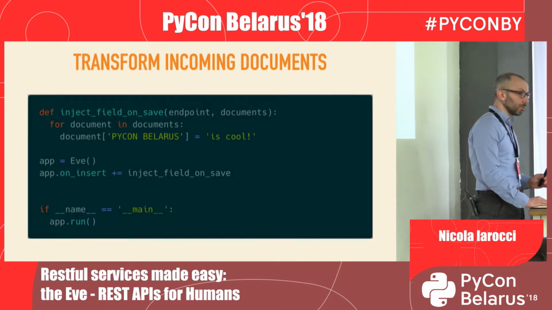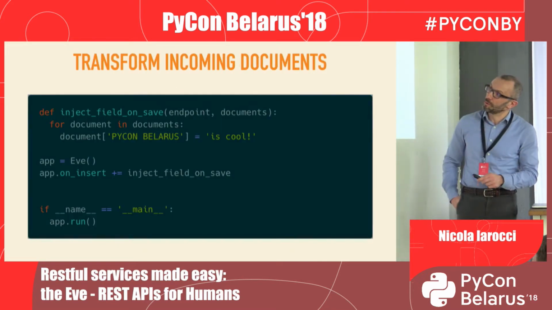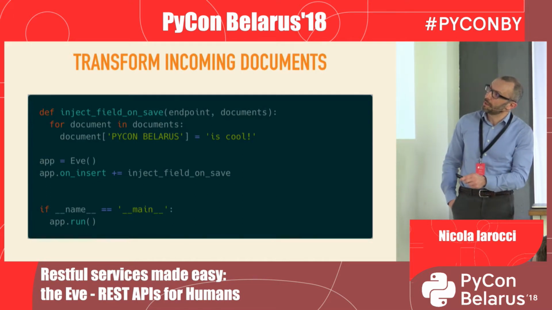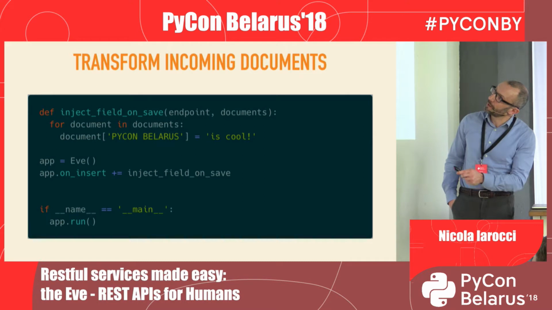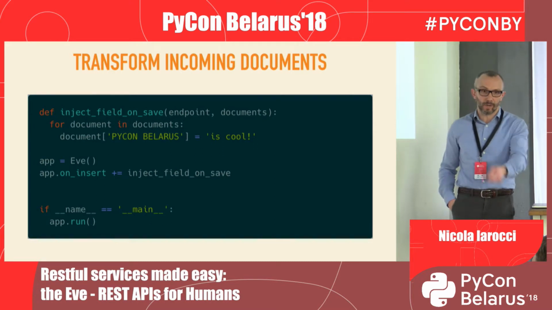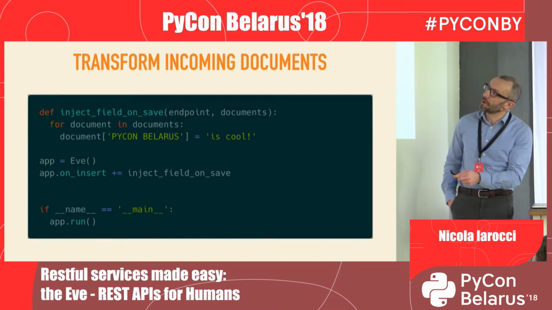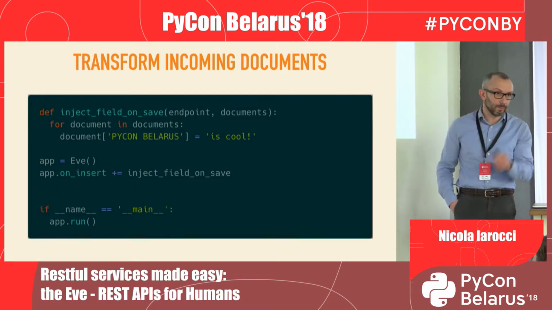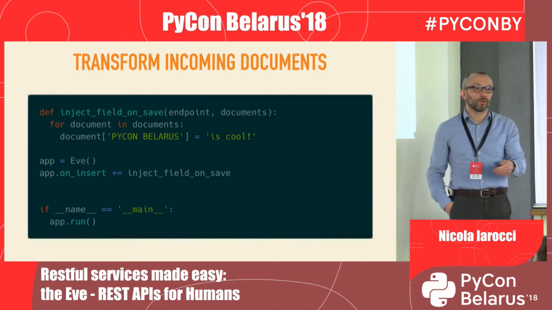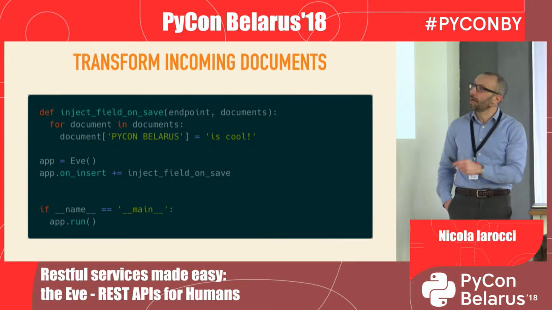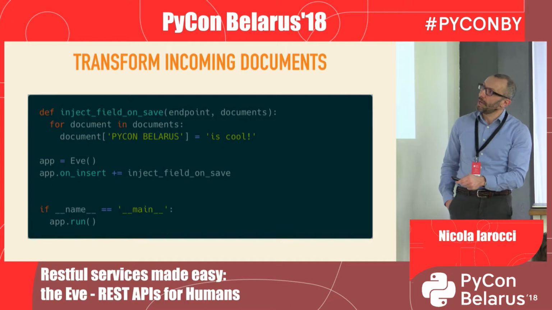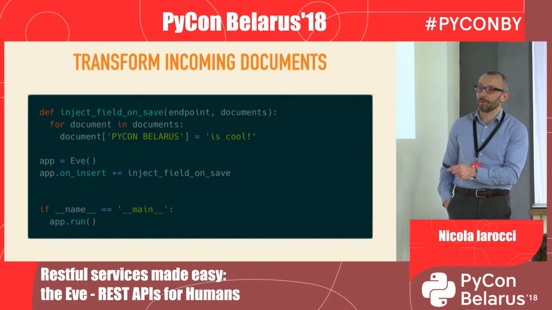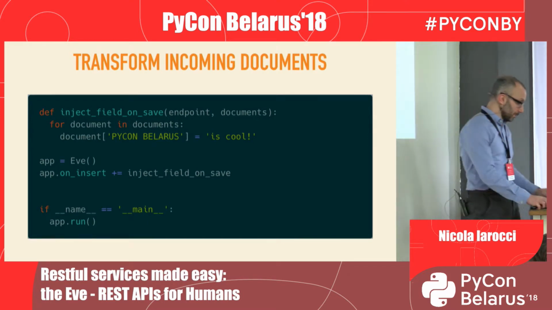Because this is Flask, we can do stuff like this. Actually, not just because it is Flask, but because we're using callbacks here. So here I'm defining a function. It is going to receive the endpoint and the documents that somebody is trying to write on my server. And I am updating every single document with whatever value I want. I want to add a field to the document as the document comes in. I could do that with a very simple function. And then when I launch my app, I just say, look, on every insert, you have to execute this function here. And it will just do that for you.